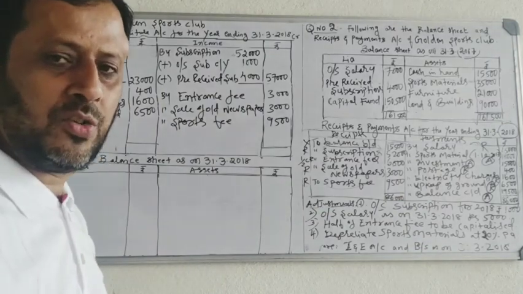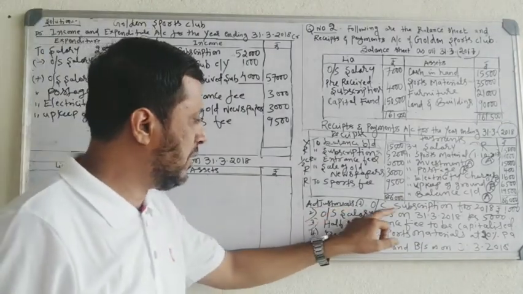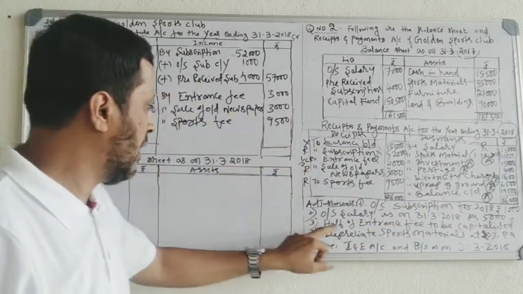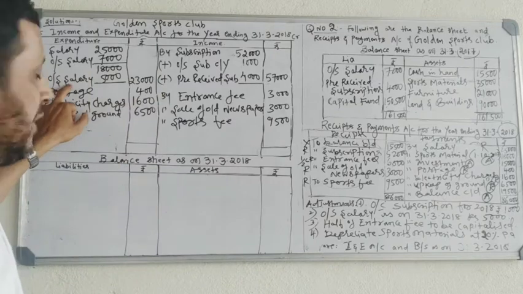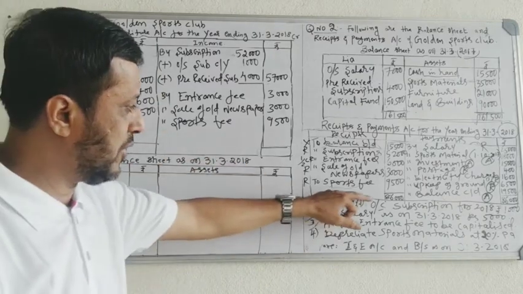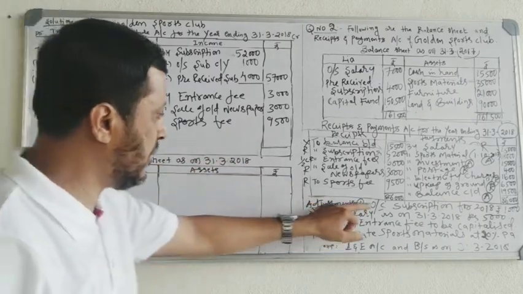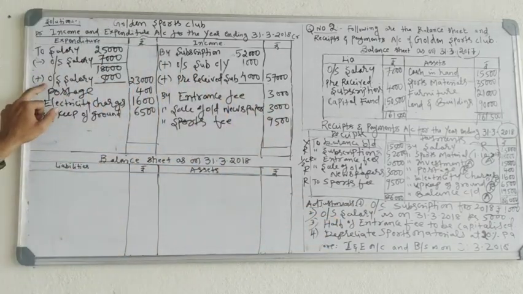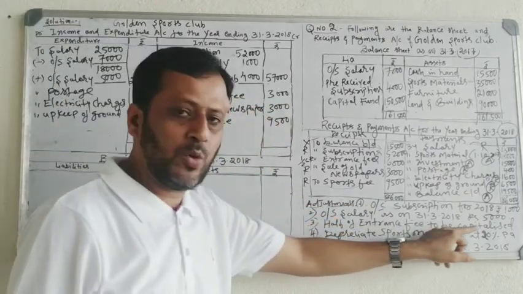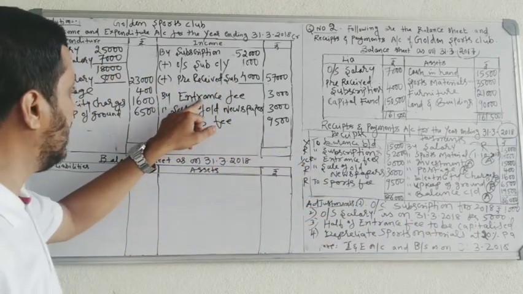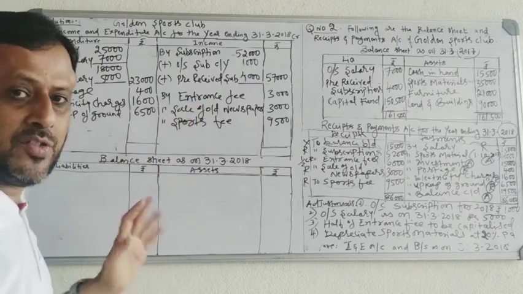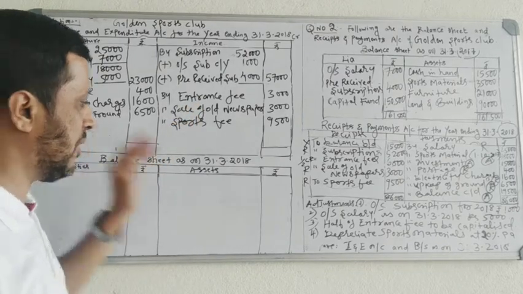Now go to the adjustments once again. Adjustment number 1, outstanding subscription you have added. Outstanding salary also you have added, current year. Outstanding items given in adjustment you have to add. Outstanding subscription you have added. Outstanding salary also you have added. Now half of the entrance fees to be capitalized, half you have taken in the income and expenditure account, remaining half you have to consider it as capital, you have to take in balance sheet.